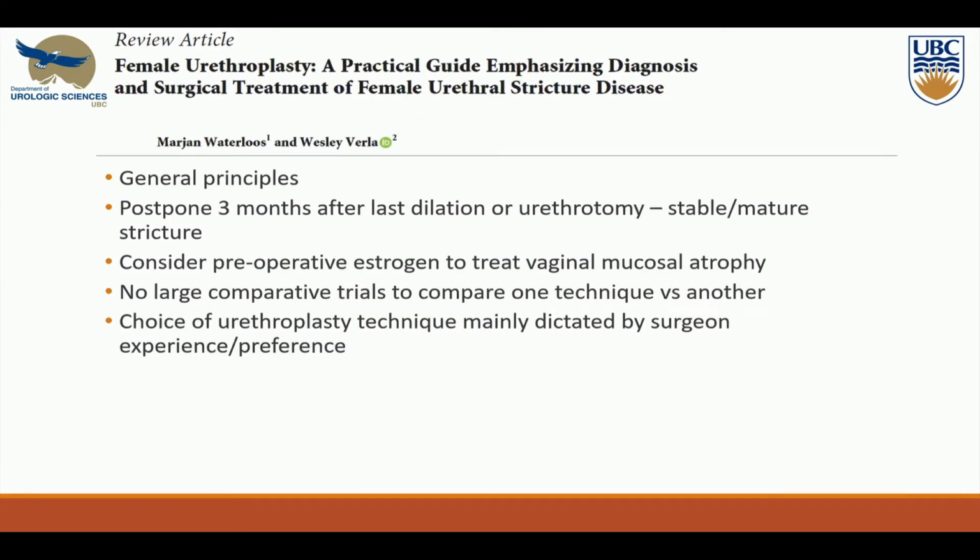So general principles, really, if you do have patients with stricture disease, if they do have dilation or urethrotomy, you do want to wait at least 3 months after their last dilation until you have a stable or more mature stricture. You may want to consider preoperative estrogen in these patients to treat any vaginal mucosal atrophy. Again, because this is such a rare condition, there has not been any large comparative trials comparing one technique versus another. And really the choice of urethroplasty technique is primarily dictated by surgeon experience and preference.